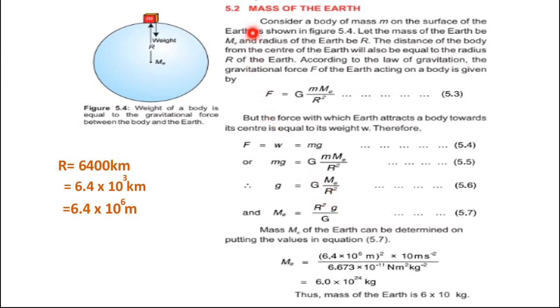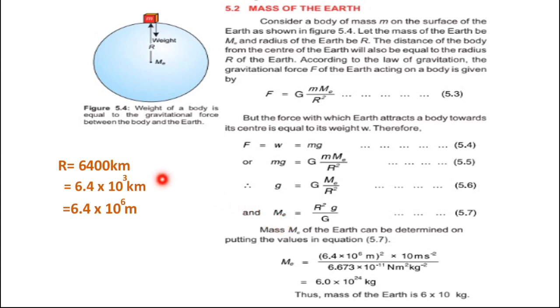Now we want to find the value of the mass of the earth. So what will I do? I'll move the other values to the other hand side. So me will be equal to r square g divided by capital G, where r is the radius of the earth, small g is the gravitational acceleration, capital G is the universal constant of gravitation, and me is the mass of the earth.